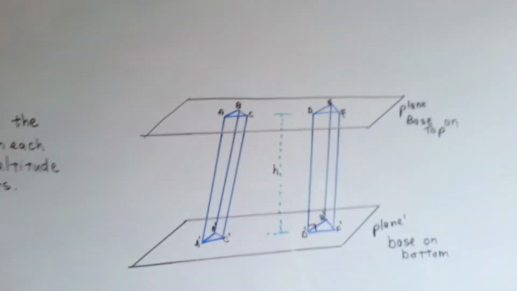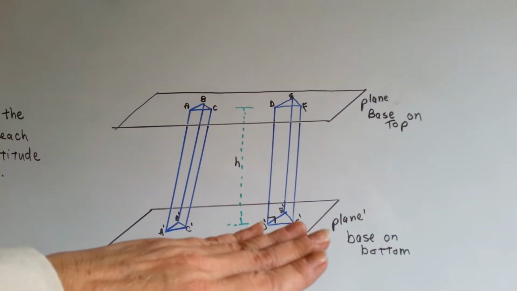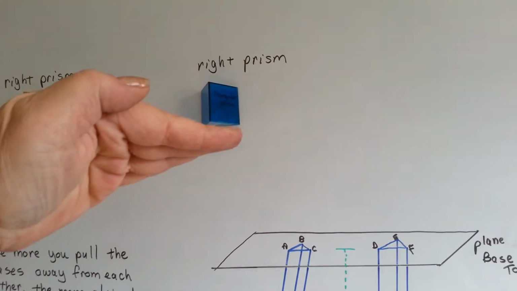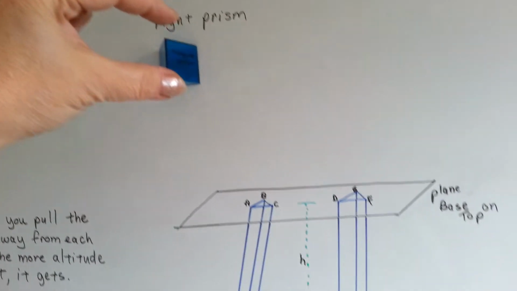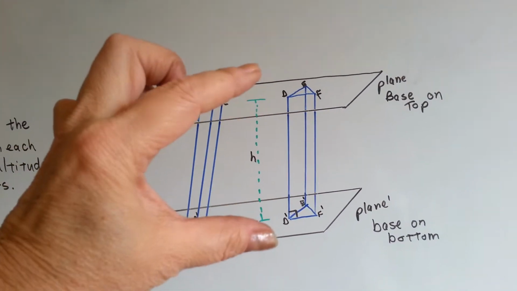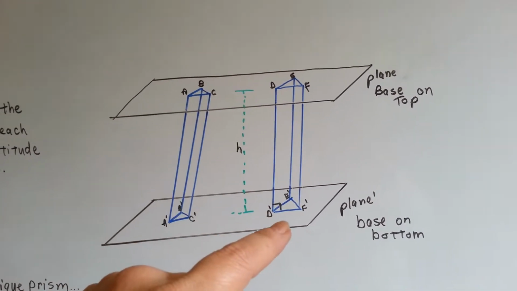So, I've got 2 planes. Think of it as a sheet of paper and a sheet of paper, okay? So if we put a sheet of paper on top of that one and one underneath it, those would be 2 planes, okay? And the farther you stretch that, the more height it gets. See, there's the height. All right, so there's the base on top. Here's the base on the bottom.